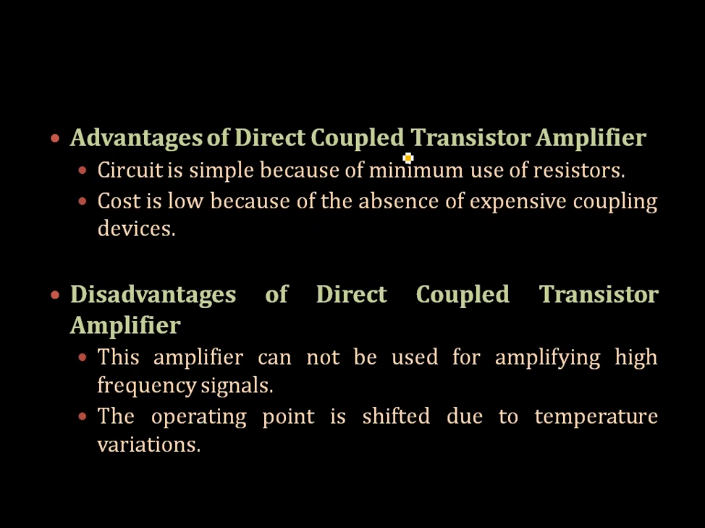Now, what are the advantages of a direct coupled transistor amplifier? The circuit is simple because of minimum use of resistors. Cost is low because of the absence of expensive coupling devices. The disadvantages are that this amplifier cannot be used for amplifying high frequency signals. The operating point is shifted due to drift from temperature variations, as we have just discussed. This can introduce DC offset, so compensation for that DC offset has to be provided when we measure the signal. We have to compute the DC offset which can get introduced and make adjustments when the signals are being read, because these are mainly used in sensors.